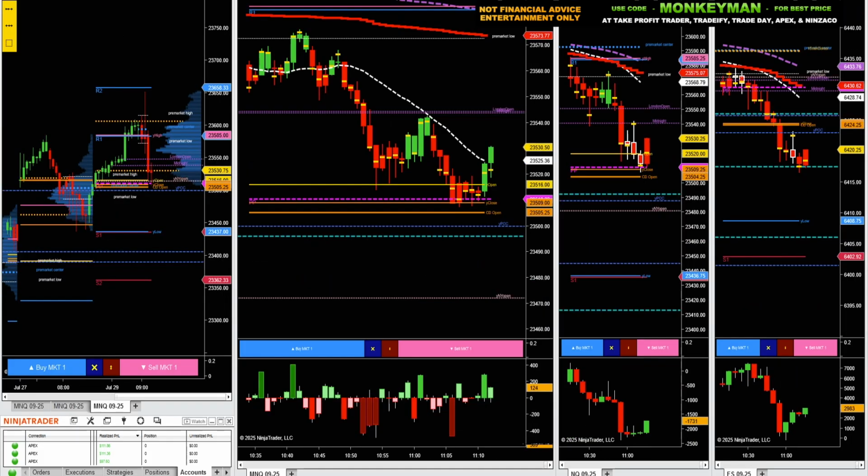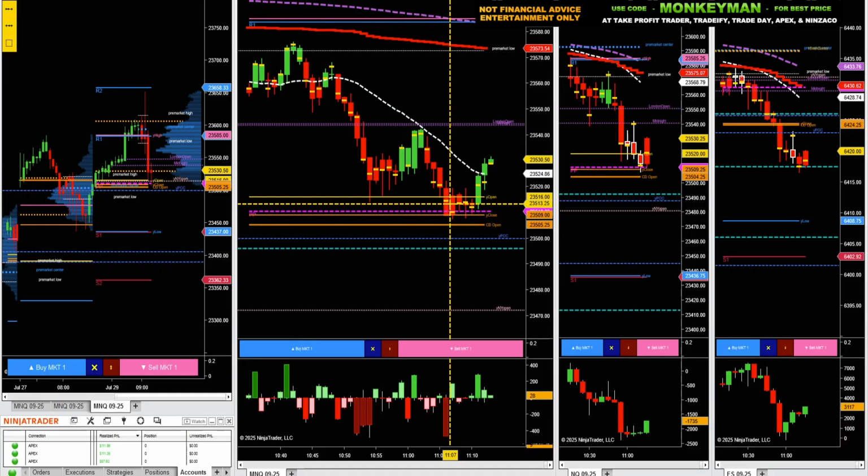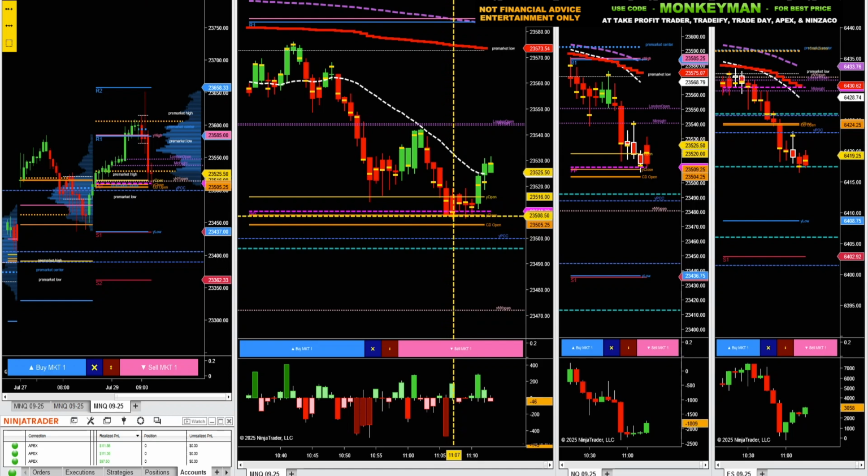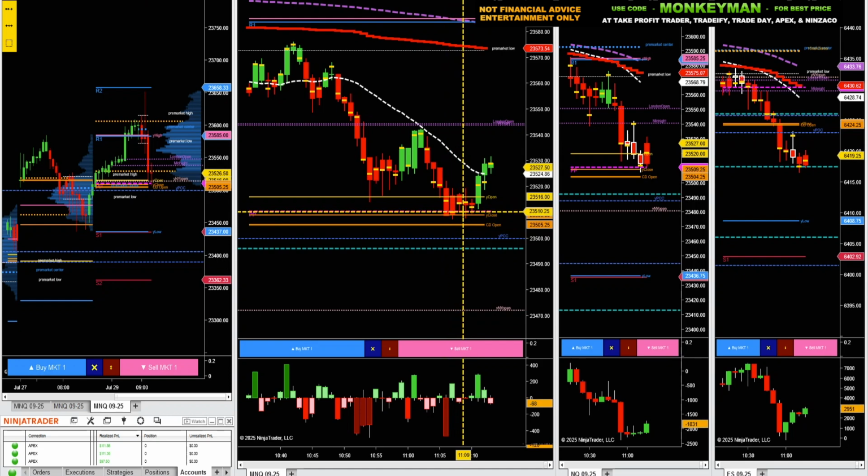I just signed in for the late morning New York session. It's a little bit after 11. We came down to this big cluster of key levels. We've got the pivot point. We've got yesterday's close here. Rejected right off of this level.